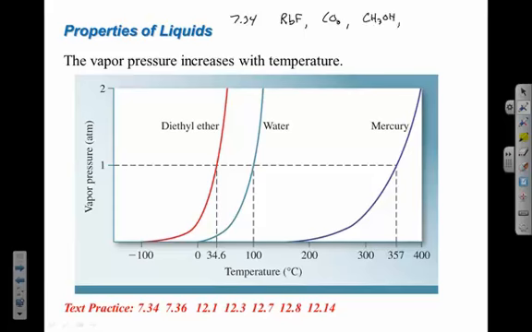So what's the biggest factor that affects the boiling point of a substance? Oh, it's so quiet in here now. Yeah, the strength of the intermolecular forces, right? So which of those should have the highest boiling point?